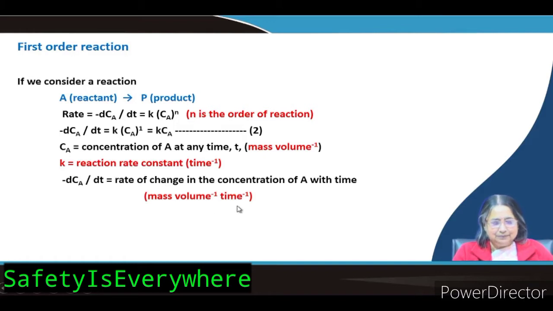So, I already explained that the rate has the unit mass per volume per time. K has the unit... you see here, this Ca term, Ca means a concentration term, will go away. So, it will be time inverse, okay. So, K is the reaction rate constant, which is nothing but time inverse, okay. This is very important to remember for first order reactions, okay, time inverse.